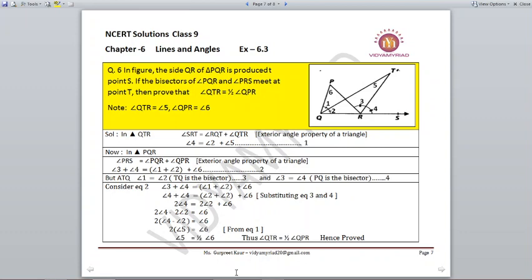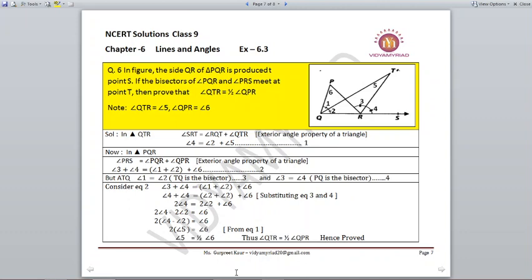Now same way, if I take the triangle PQR, in the PQR, what is my exterior angle? 3 and 4, total angle PRS. PRS total is 3 and 4. It will be also equal to the interior opposite angles. What is my interior opposite? Angle 6 and angle 1 plus 2. If you see, I have written it in the bracket to avoid the confusion. You have both the equations with you, equation number 1 and equation number 2.